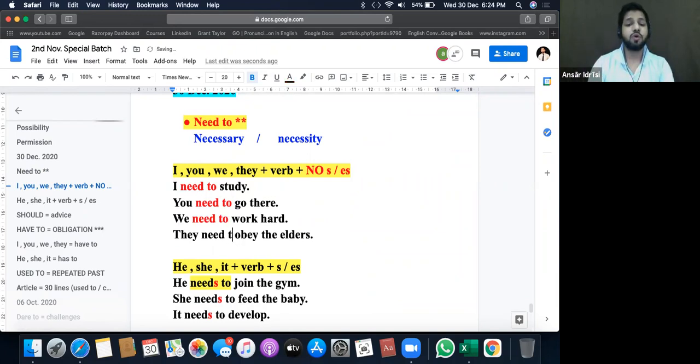Next, they need to obey their elders. They need to obey their elders. सो उन लोगों को उनके बड़े की इज्जत करना ही पड़ेगा, नहीं करेंगे तो पछताएंगे, बुरा काम हो जाएगा.